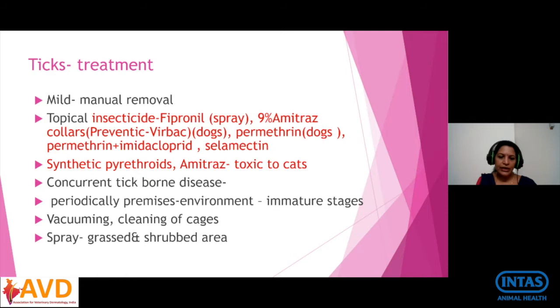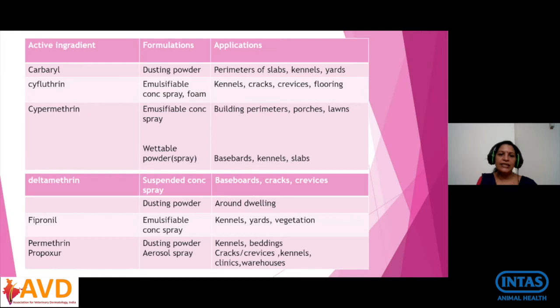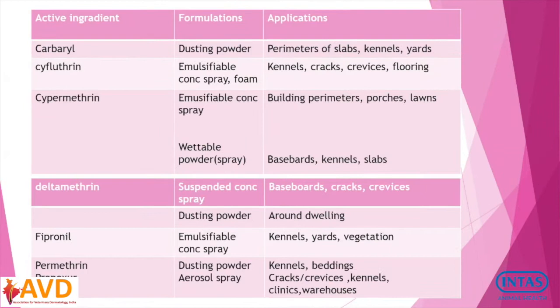These are some of the drugs that can be used as insecticides in the case of kennels: carbaryl dusting powder, cyfluthrin and cypermethrin. Emulsifiable concentrate spray can be done on the kennels, porches, and lawns, with deltamethrin or fipronil, and propoxur aerosol spray can also be used on the cracks and crevices, because the eggs will be mostly laid in cracks and crevices, as ticks go against the light to shaded areas.